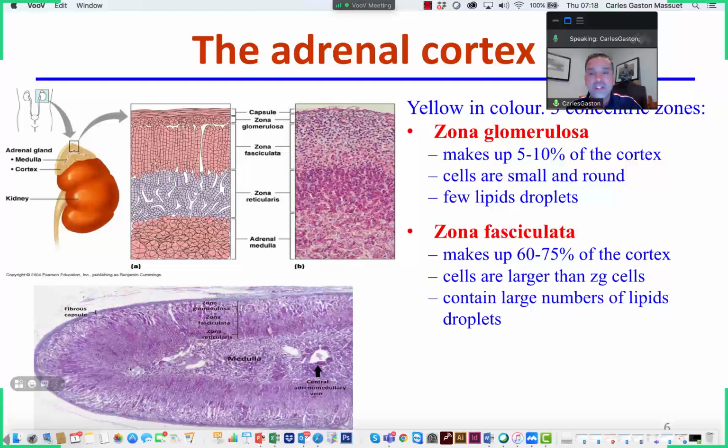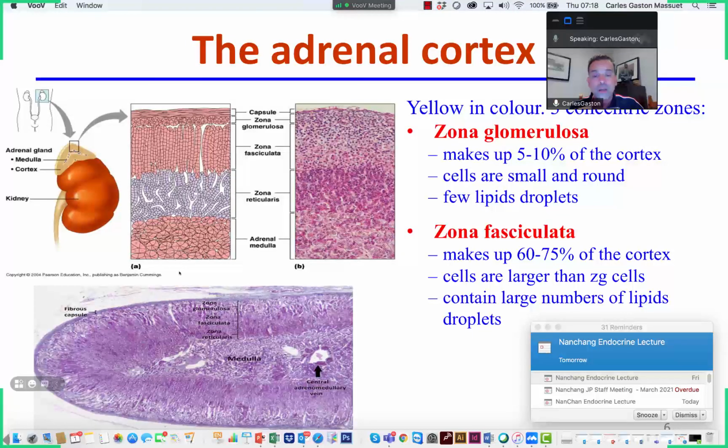And after the zona fasciculata and the zona reticularis, what we can see here is the adrenal medulla, which we studied yesterday. But as you can see, they are in intimate contact. What happens if we look here, a cross section of adrenal gland in adult?